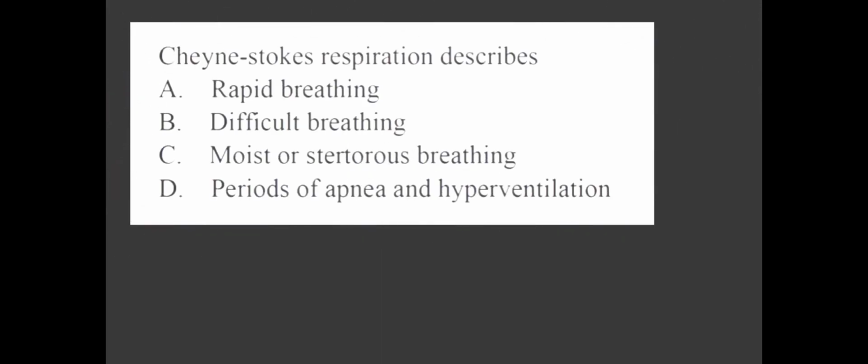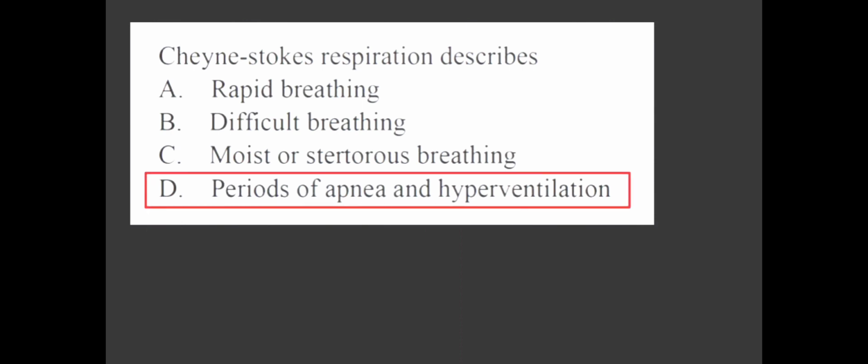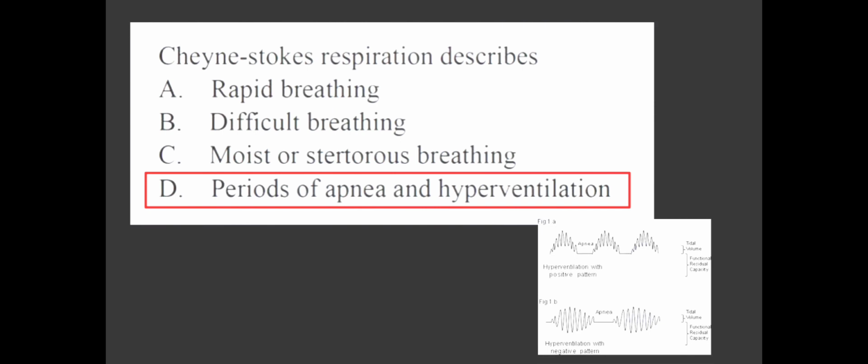Cheyne-Stokes respiration describes A. Rapid breathing, B. Difficult breathing, C. Moist or stertorous breathing, D. Periods of apnea and hyperventilation. And the correct answer is D. Periods of apnea and hyperventilation. Cheyne-Stokes respiration is an abnormal pattern of breathing characterized by progressively deeper and sometimes faster breathing followed by a gradual decrease that results in a temporary stop in breathing called an apnea.